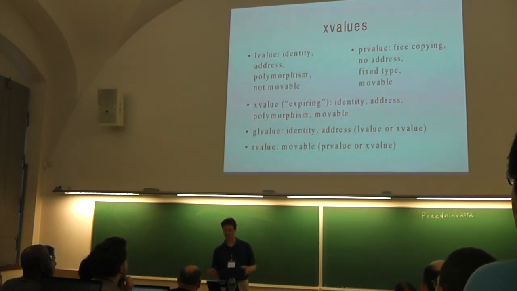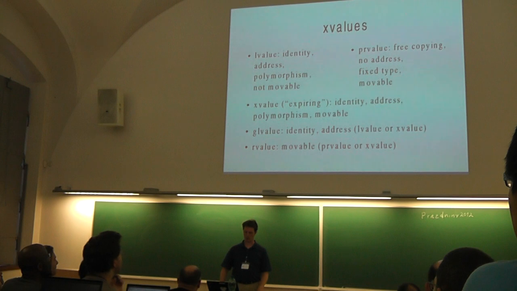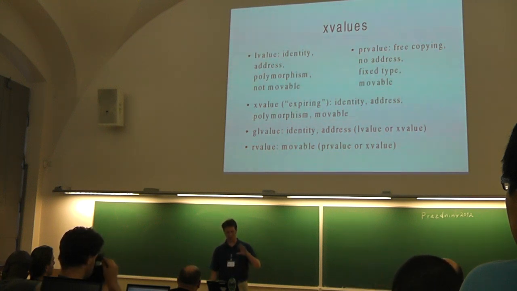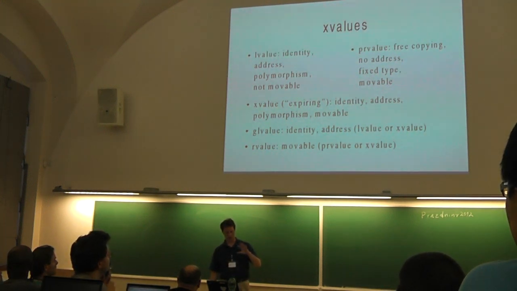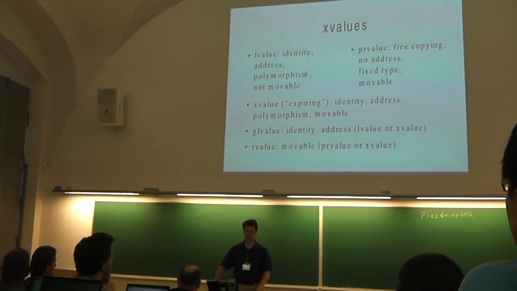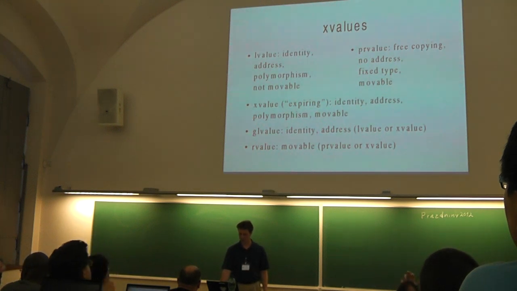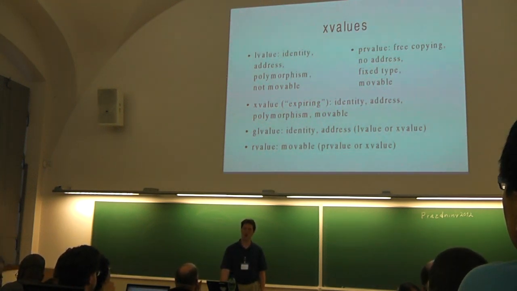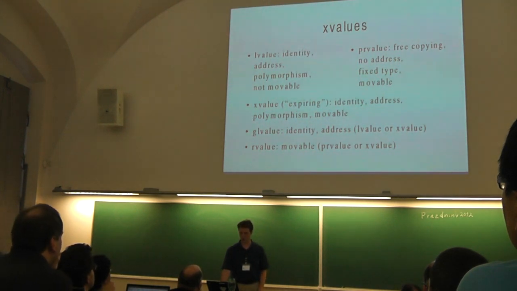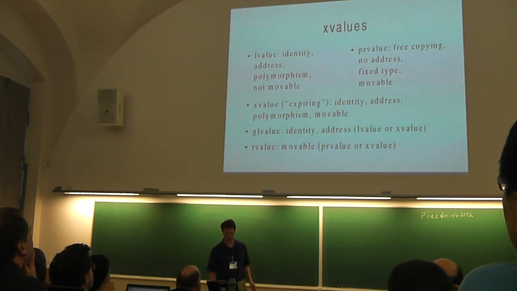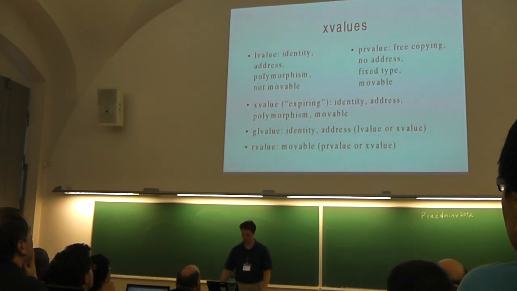So we needed to separate out what categories we really mean. So we divided them into three categories. Well, it's an additional category. An L value is still the same as before. Traditional R values we're now calling PR values, for pure R values. And what you get from an R value reference is now called an X value, which shares some characteristics of an L value and some characteristics of a PR value.